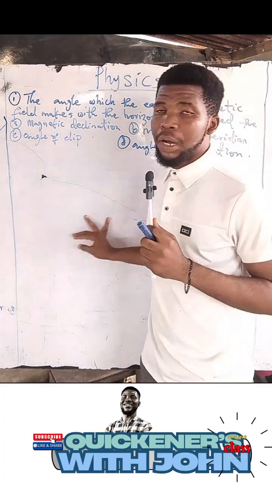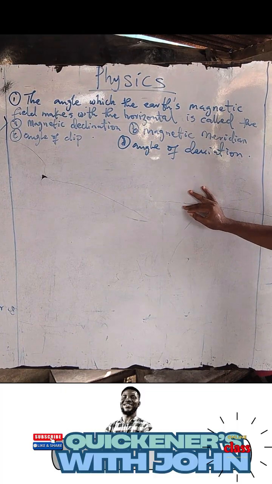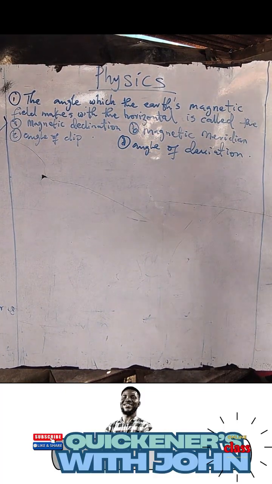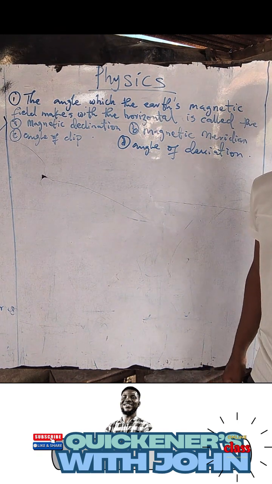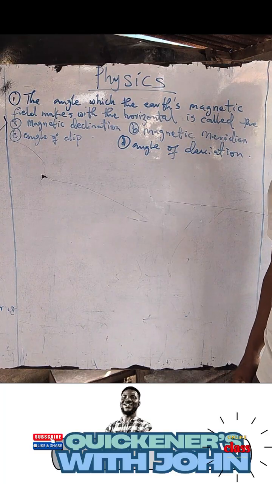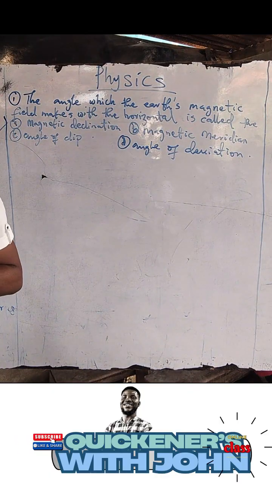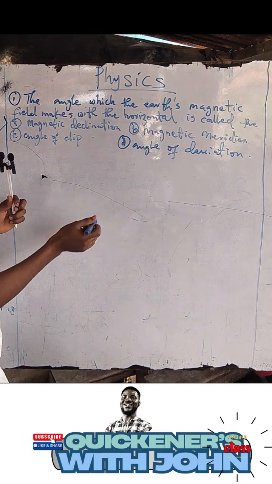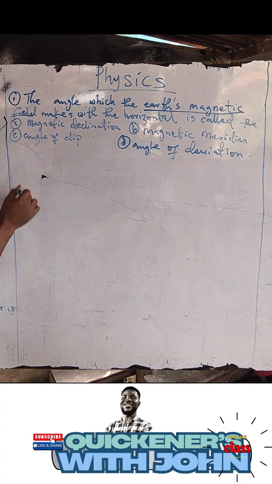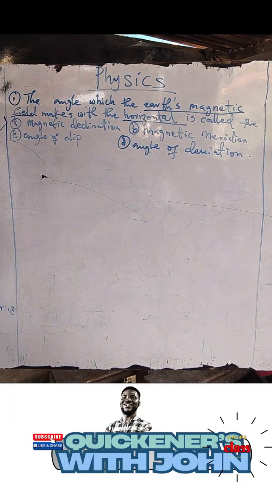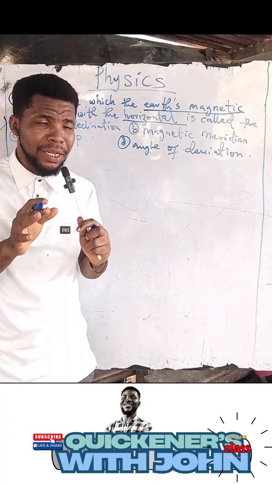All right. I'm sure that you all know the answer to this question. So, let's answer the question together. What's the answer? The angle which the Earth's magnetic field makes with the horizontal is called the angle of... The important points to note are the Earth's magnetic field and the horizontal.